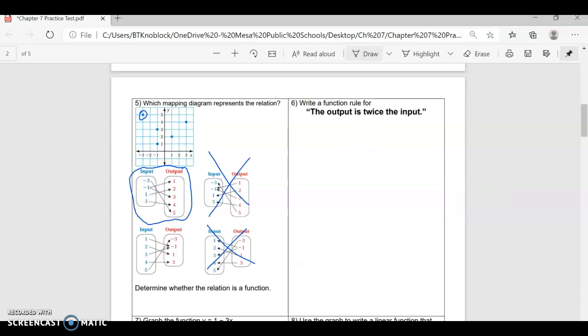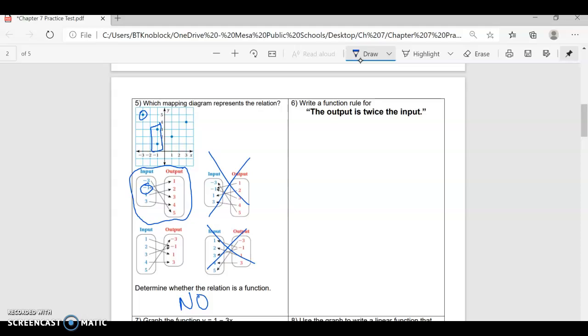So when I said determine if it's a function, the answer is actually no, it is not a function. The reason it's a no is because right here, -1 has two different outputs. So you cannot have two different outputs at -1. So right here.